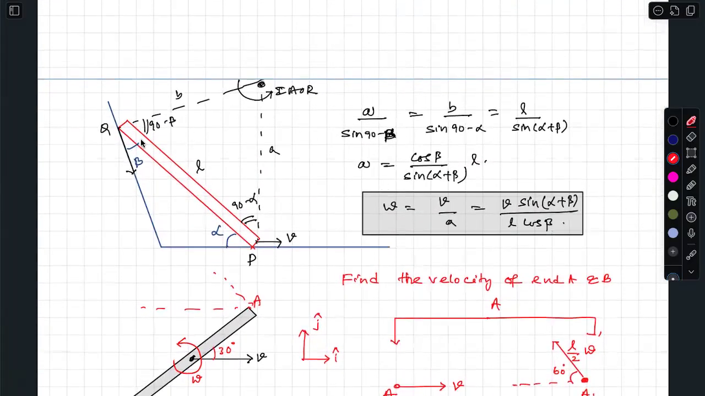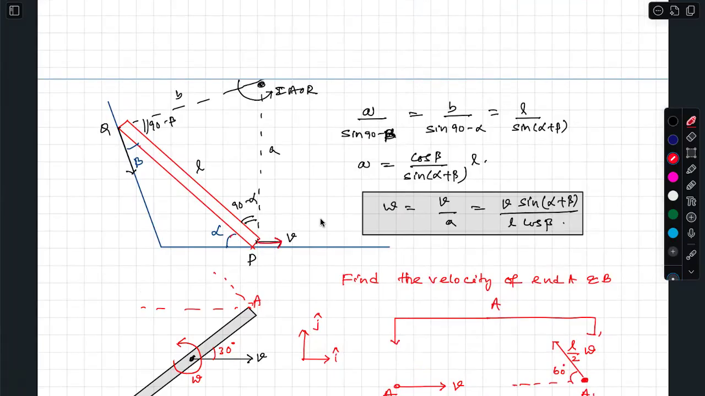This is a question. You have a rod-like kind of arrangement here. At this instant, what I know is the velocity V here. And this makes an angle beta here, and this makes an angle alpha here. So what I want is omega.